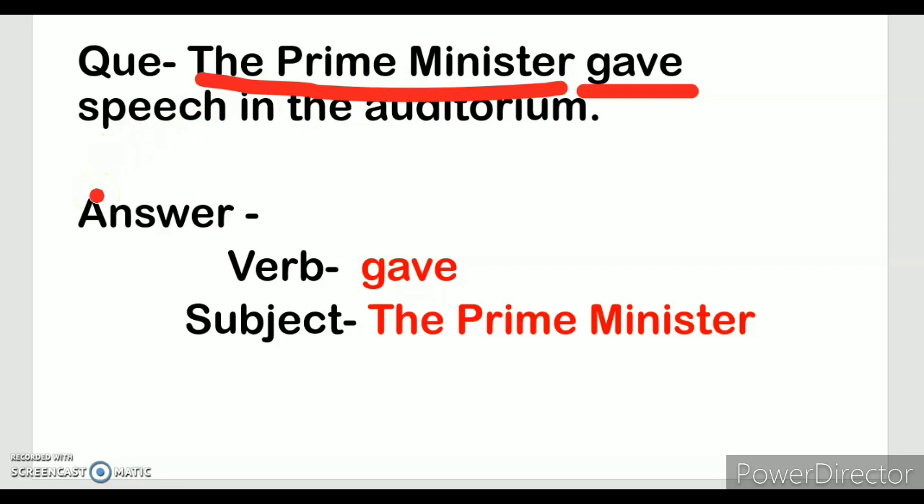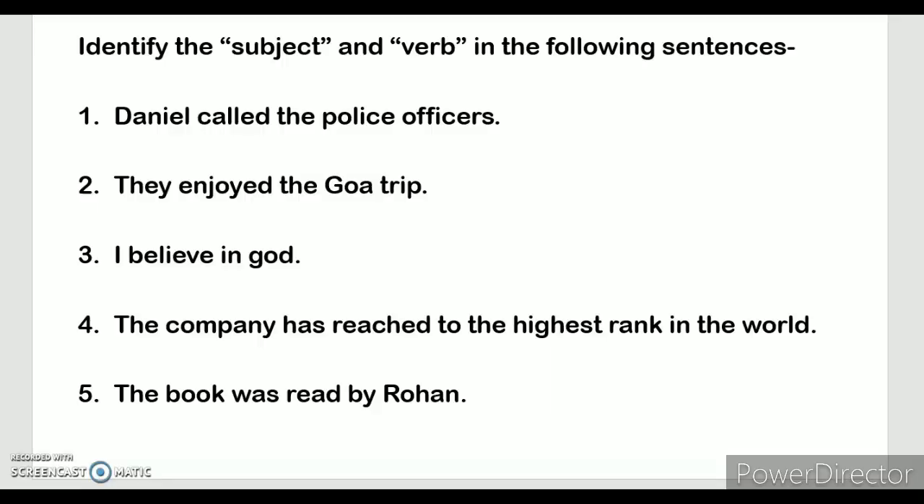Now I am going to give you some more questions so that you can practice it more. Here is your practice worksheet. In all the 5 questions, you have to first identify the verb and then the subject.